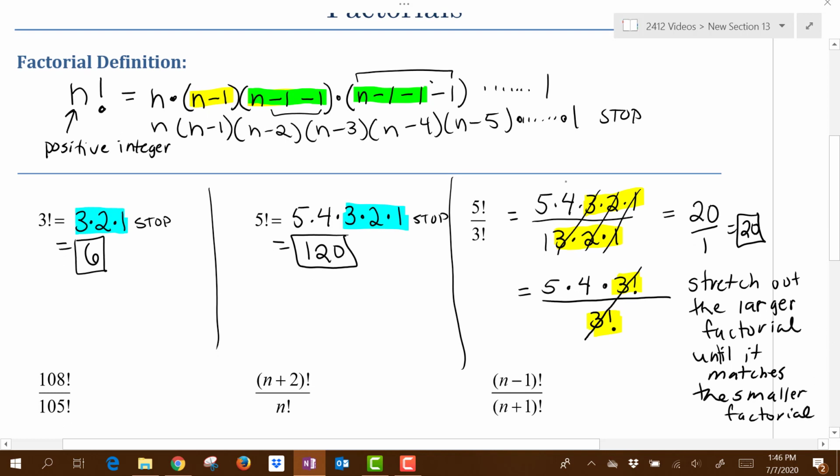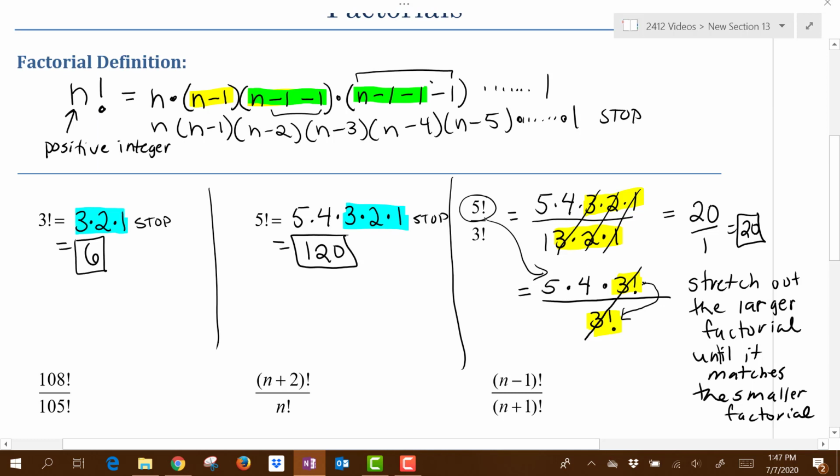So it doesn't matter if it's at the top or the bottom. I'm going to choose the larger of the factorials. I'm going to stretch that out, but I'm going to stop stretching it out when in that expansion this factorial would match one that's smaller. And then I could just cancel those out.